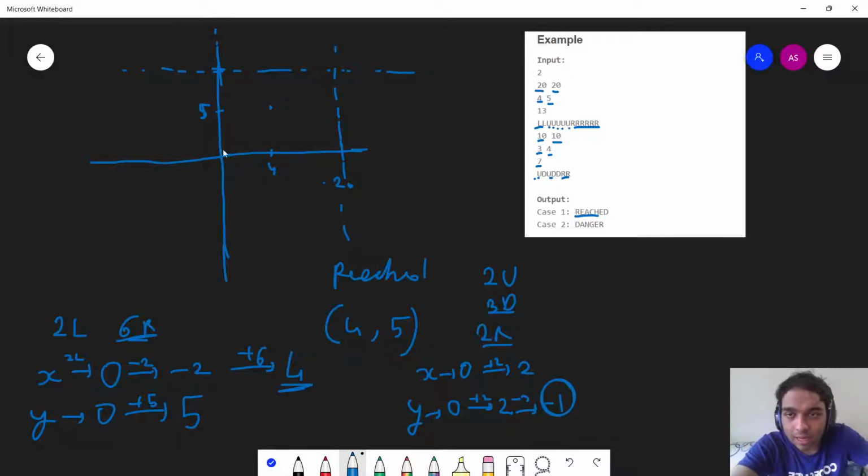So since I am not lying in the block, like anywhere in the minus 1 is obviously in the negative y axis, and anywhere in the negative y axis is outside the block. And since we are occurring outside the block, then I print danger. So yes, this is the test case. Now let's see how we'll approach such kind of problem.